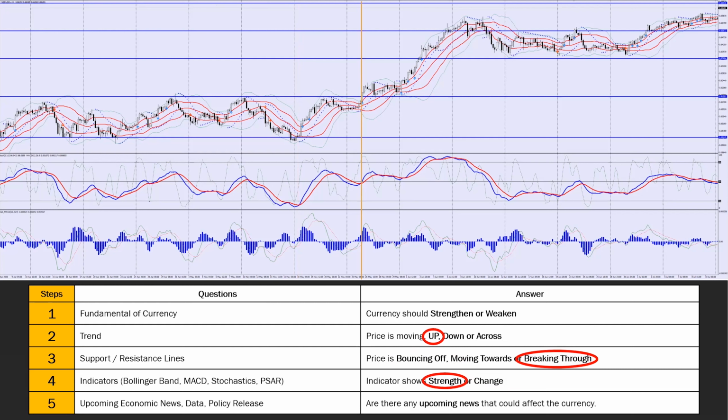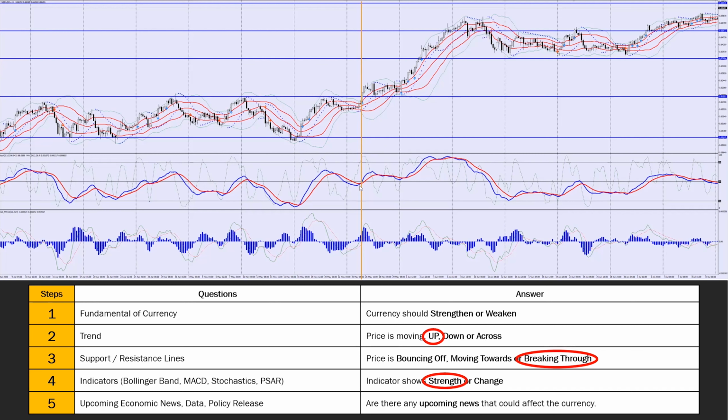New Zealand US dollar should strengthen. Trend, even if you say it was ranging, or if you say it was moving across or moving up, right now it is breaking through resistance, breaking through the resistance level. Your indicators: Bollinger Band is outside. Price is outside of Bollinger Band.